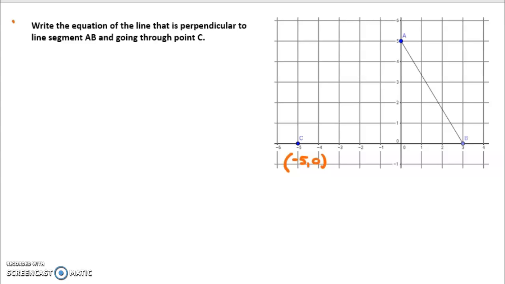So it looks like you're going to go down 1, 2, 3, 4, 5, and you're going to go over 1, 2, 3. So it looks like the slope of this line is rise -5 over run +3. And that means to us that the perpendicular slope is going to be opposite reciprocal. So let's flip the fraction, 3/5 positive. And the point we want it to go through again is (-5, 0).